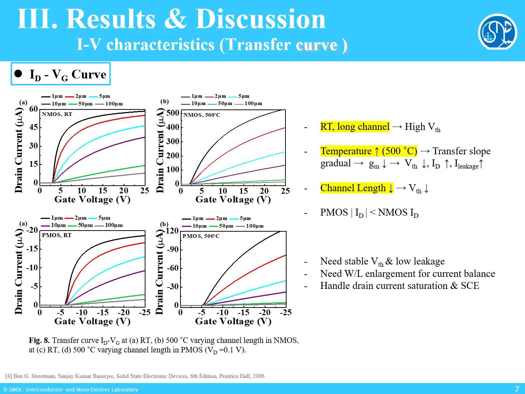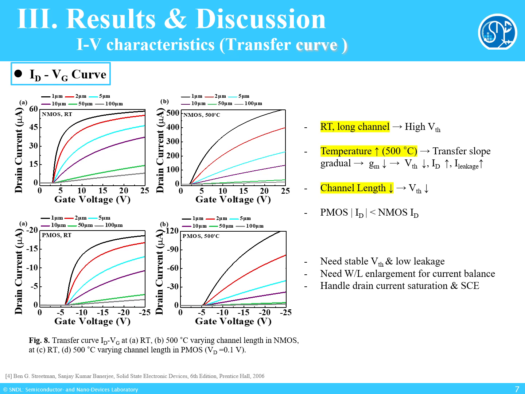First, we extracted transfer characteristics with the drain voltage fixed at 0.1 volts. At room temperature and long channel lengths, we see a relatively high threshold voltage. But as the temperature rises to 500 degrees, the slope of the transfer curve becomes more gradual. This means the transconductance decreases, threshold voltage shifts down, and the leakage current increases. Also, when the channel length is reduced, the threshold voltage drops further, showing stronger short-channel effects.